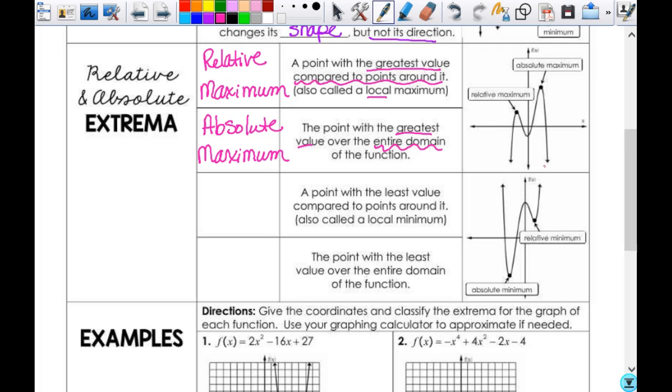So we're looking at the greatest y value, and we'll never get there. So although this one has greater y values than this one does, it doesn't even have a maximum because on both sides of the graph, it's going to infinity. Does that make sense to you? Okay, good deal. All right, so then the point with the least value compared to points around it will be our relative minimum. And then the least value over the entire domain is going to be the absolute minimum.